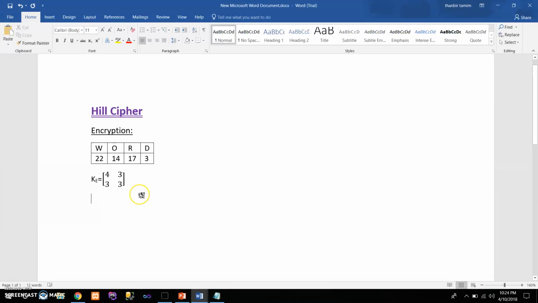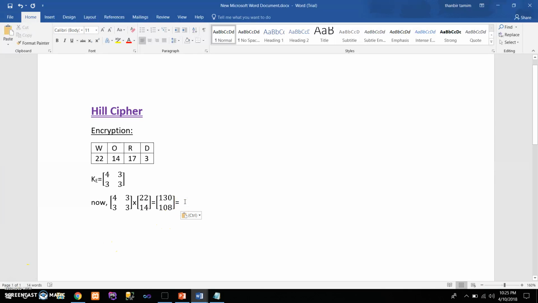And now time to convert to the cipher text. So now with this encryption key, we will create a 2 by 1 matrix by using 22 and 14. And this encryption key and this value we will multiply. Okay, so our multiplication will be this one.